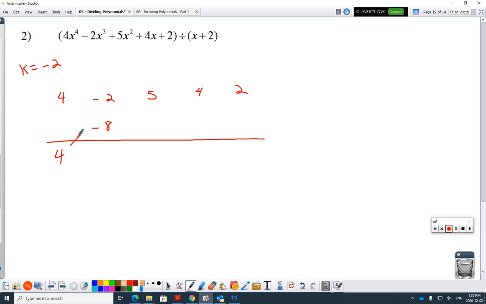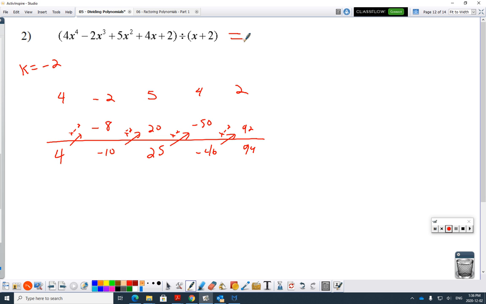If you're having trouble with it, every time we're going to multiply by negative 2, and then we're going to add what we have there. Then multiply by negative 2. Then add what we have there. Then multiply by negative 2. Add what we have there. Multiply by negative 2. Add what we have there. Answer. You can write it right up with the question there. I've been rewriting it every time, but once you get going on these, you don't have to rewrite it every time. You just write the answer up there.